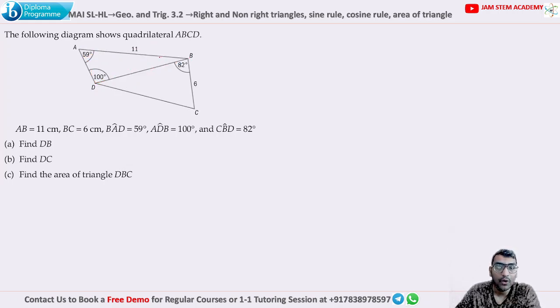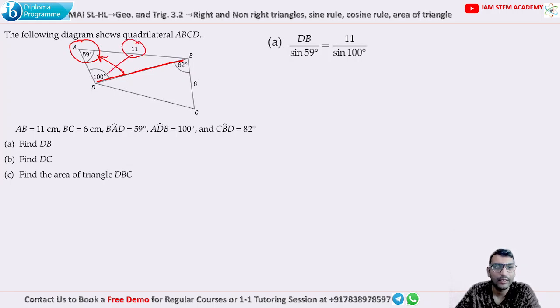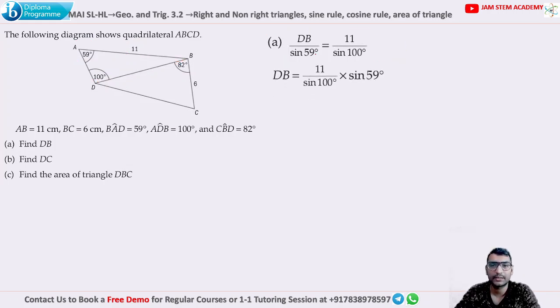Now I will use the sine rule here. So I have DB over sine of 59, this angle, similarly 11 over sine of 100. From here we can calculate the value of DB. DB comes out as 11 over sine 100 times sine 59 degrees. Using GDC, we can get the answer as 9.57, correct up to 3 significant figures.